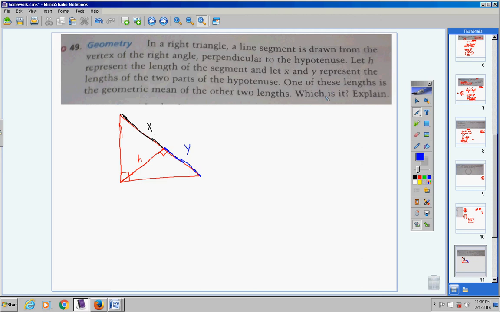Now, one of these lengths is the geometric mean of the other two lengths. Which is it? Well, this is going to be really tough. I'm probably going to shoot way over your head on this, but here we go. My whole premise is this. A geometric mean equals what? The square root of how many numbers? 2 numbers, right? You remember that? We've learned that. The geometric mean is the square root of 2 numbers being multiplied. Don't forget that, okay? We're going to come back to that at the end.